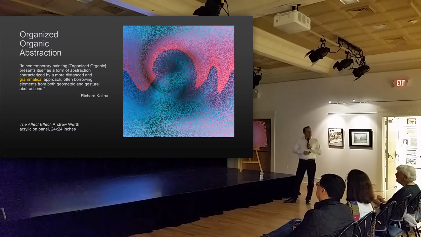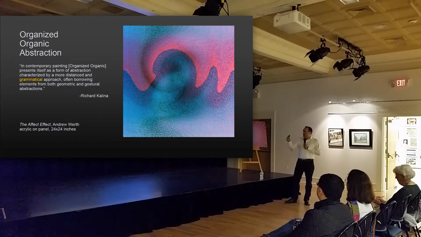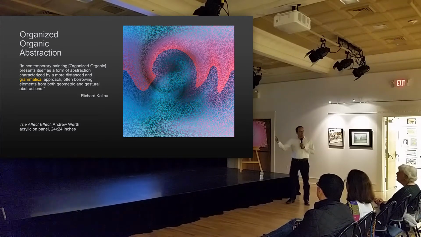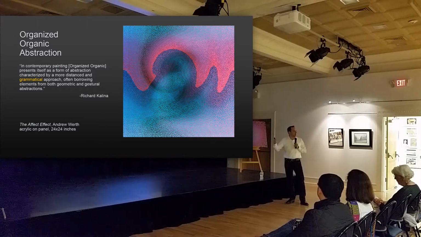I'll talk a little bit about the grammatical approach later on, but in this painting of mine, called The Affect Effect, which is about how your mood affects how you see the world, you see that there are thousands of hand-painted brush strokes of color, so it's very organic, but it's also very well planned out ahead of time. So that's one of the reasons I like this article. I said organized organic abstraction is a good way to label where I think most of my work fits in anyway.